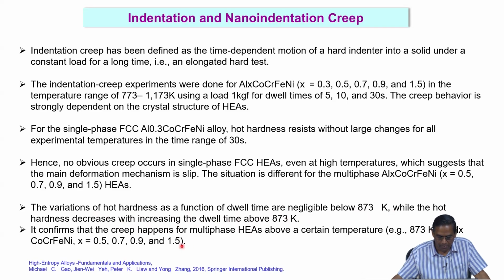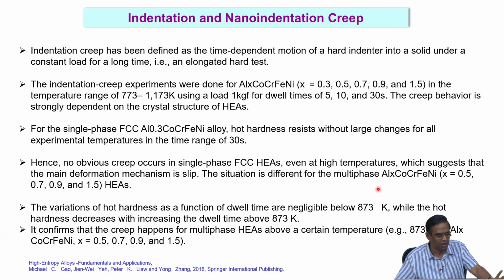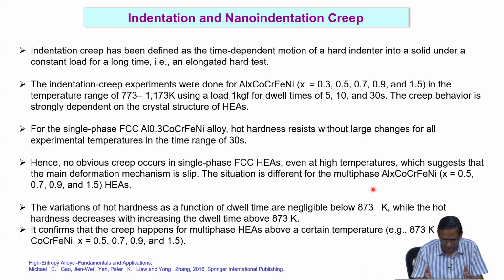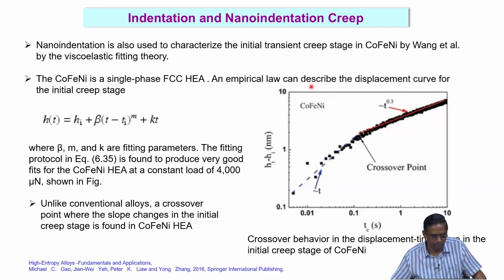But with increasing dwell time, there is some response. Okay. So it confirms that creep happens for the multi-phase high entropy alloys above a certain temperature. So not a single phase, but multi-phase. So that is another piece of information. If you follow, when the aluminum concentration is very low, it is FCC. As the aluminum concentration increases, it becomes BCC. So obviously it will have a different response.